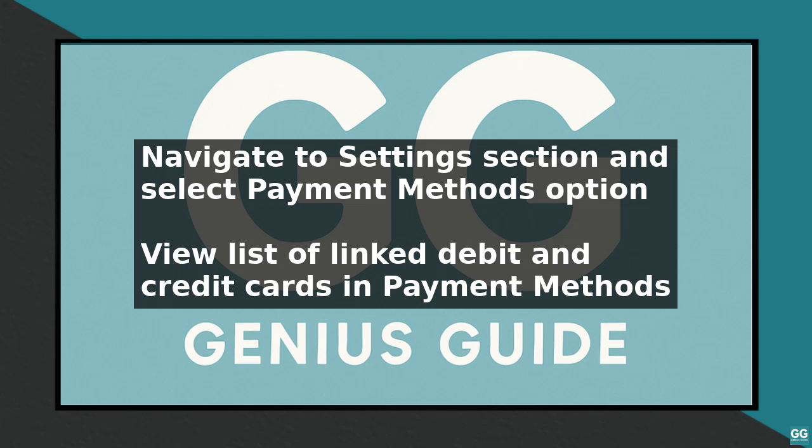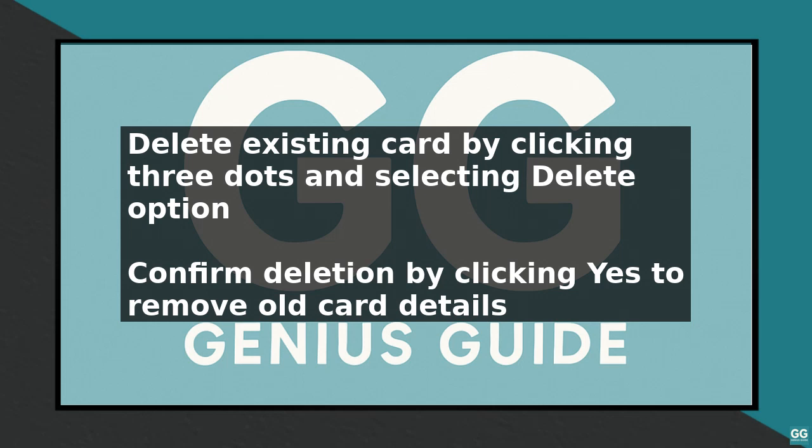Next, to add a new debit card, click on the Add Card option. Enter the new debit card details, including the card number, expiration date, and security code. Make sure to enter the information carefully and correctly, as incorrect information may cause the payment to fail. After entering the new debit card details, click Save to save the changes.